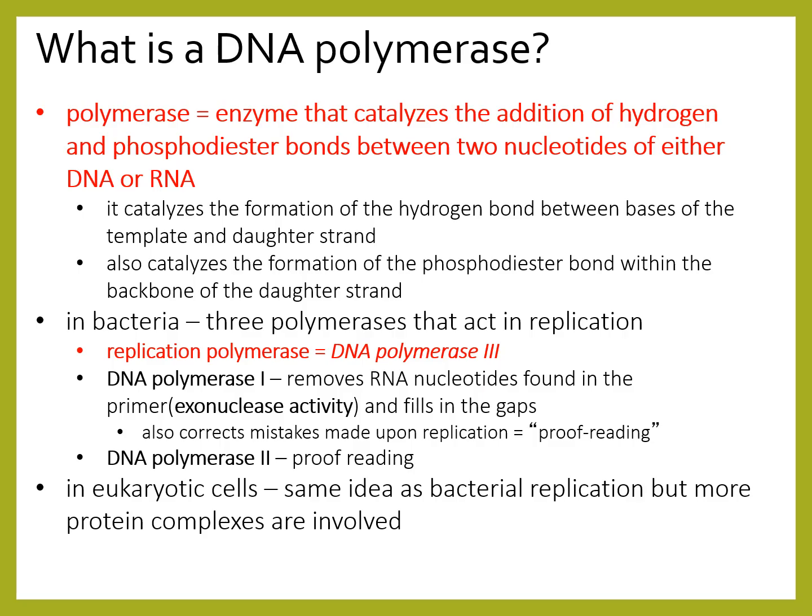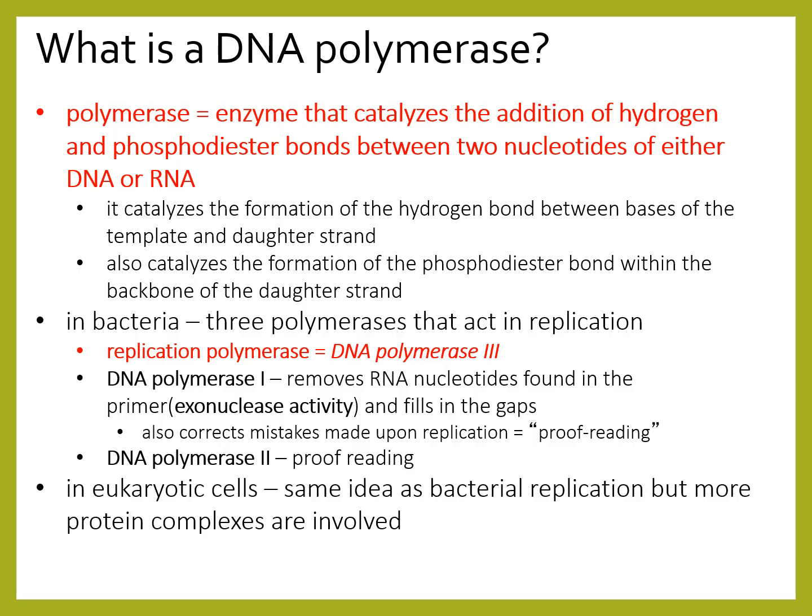Now in bacteria, there are 3 DNA polymerases. The one that we really are interested in, the star of the show, so to speak, is called DNA polymerase 3. Well, if there are 3 DNA polymerases, you know there's got to be a DNA polymerase 1 and a DNA polymerase 2. DNA polymerase 1 is part of the replication machine. It is going to remove any RNA nucleotides or any incorrect nucleotides that it sees and fill in the gaps.